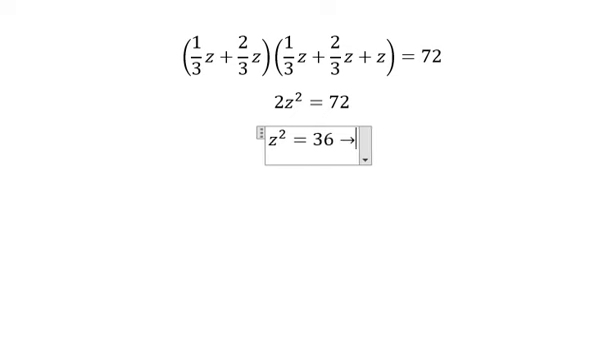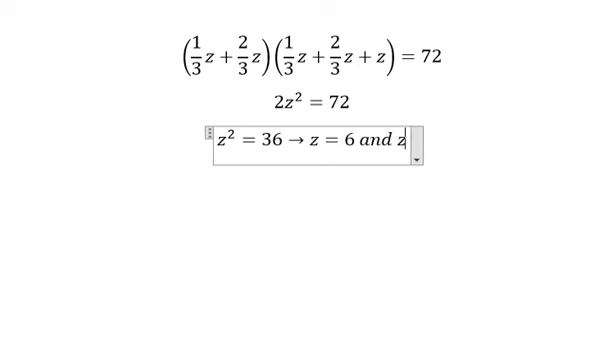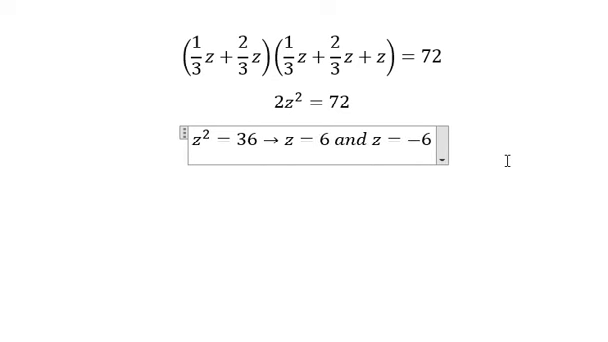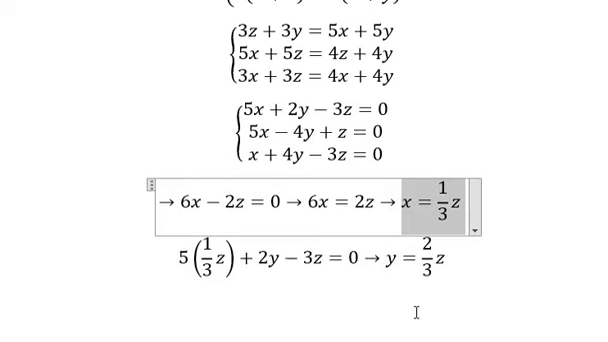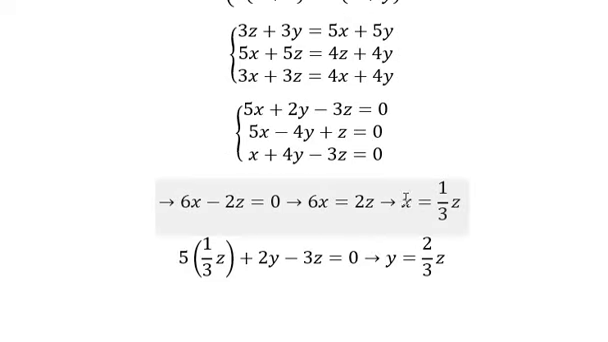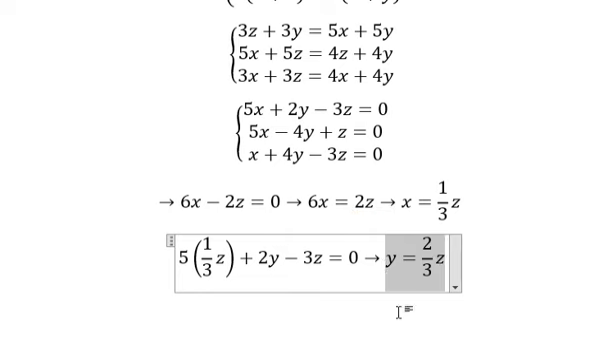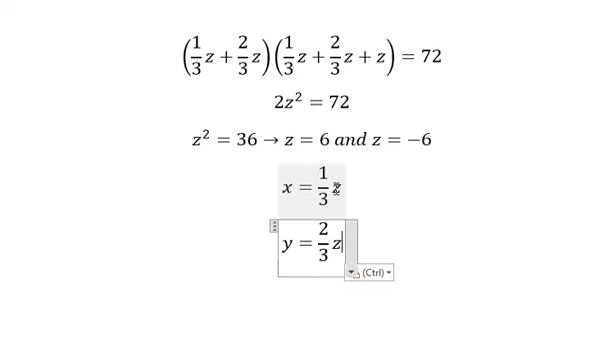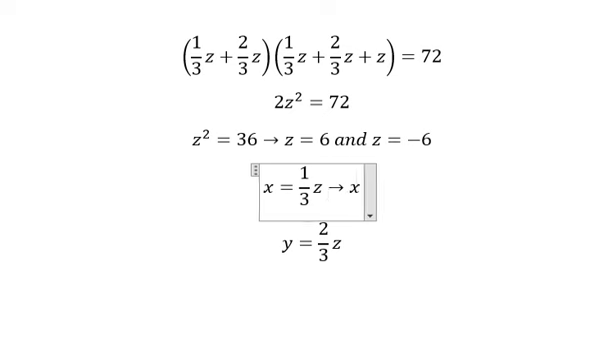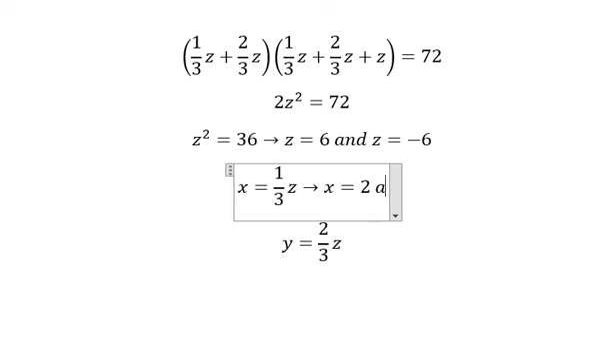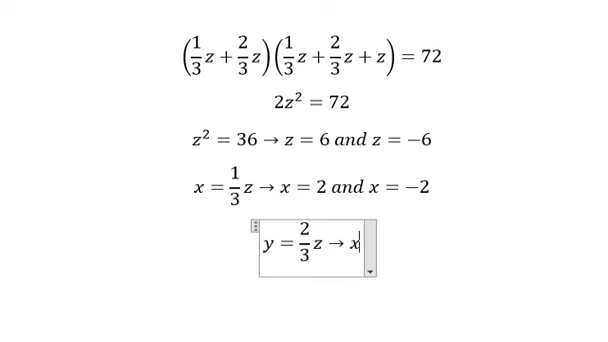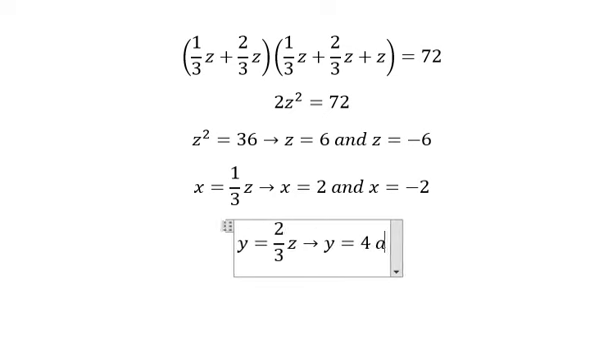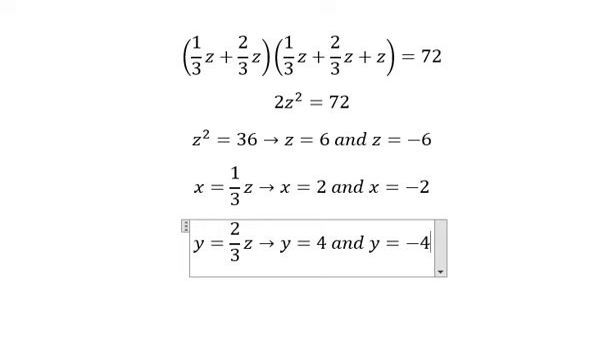Later we get z equals 6 and z equals negative 6. After we get the value of z, we can find the values of x and y. So for the first one, x equals 2 and x equals negative 2. And the next one, so we have the final answer.